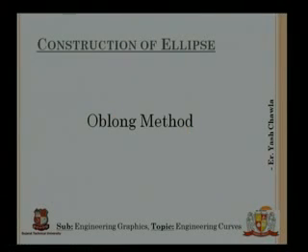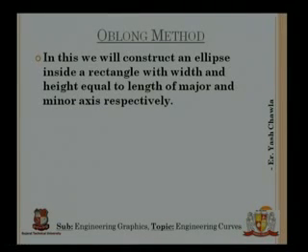So we are going to proceed to the oblong method. For this, what we require is a rectangle. Something like this is a rectangle. My ellipse will be inscribed in this. Now what is this? This is the length of the major axis and this is the length of the minor axis. So what I am basically doing is drawing a rectangle whose smaller side is equal to the minor axis and the longer side is equal to the major axis.